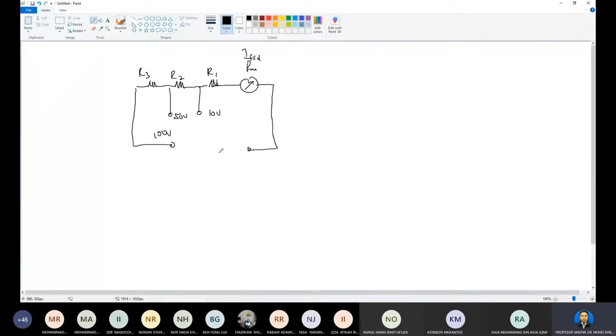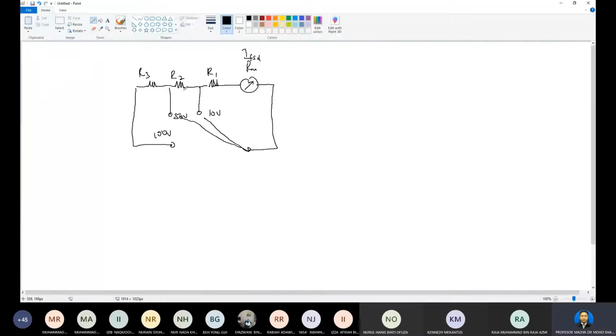For example, if we connect to this one, to add 10 volt, the current will flow like this, so R2 and R3 will be ignored. If we connect to this one, to 50, that means our R will be R1 plus R2.